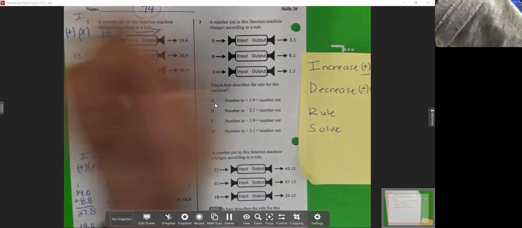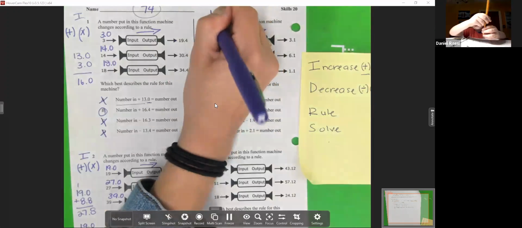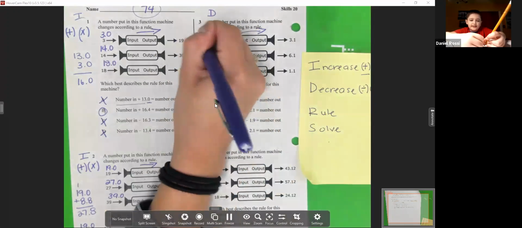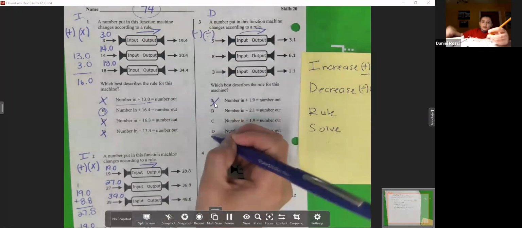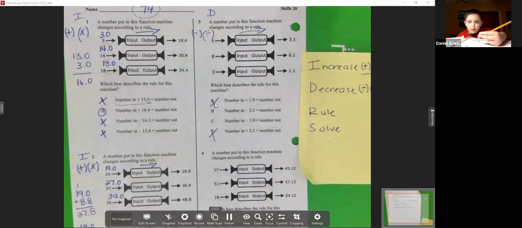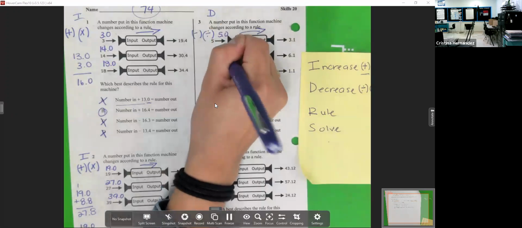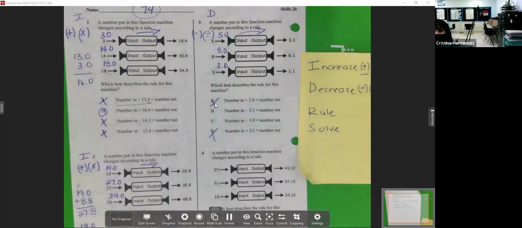I need to figure out first, are we increasing or decreasing now? Decreasing. So we can get rid of A and D. There you go. And let's see. Daniel, solve them. Don't blurt it out yet. You better put 3.0, 8.0, and 5.0. Otherwise, when you subtract, you are going to have problems.